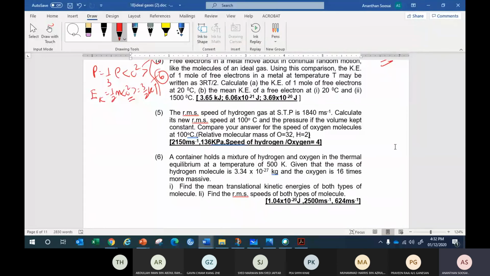STP. Yeah, 100,000 Pascal, and the temperature is 0 degrees Celsius. Okay, STP pressure is 100,000 Pascal, and temperature is 0 degrees Celsius. Okay.